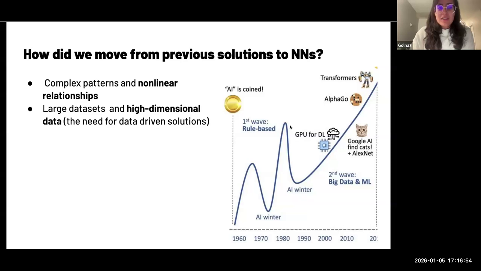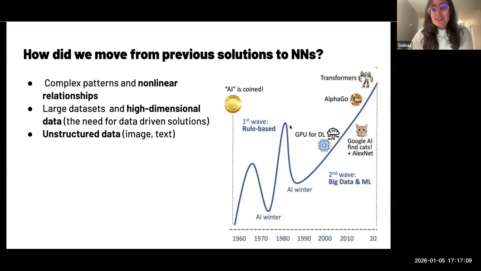So when you have larger data sets and high dimensional data, there will be a need for data-driven solutions, and neural networks are one of the best when you have that sort of data. Also, many of the previous solutions that you learn about usually work with numbers in an Excel sheet. What if you have unstructured data like image or text? Neural networks can work with that. So that's another reason why we move from previous solutions to neural networks.